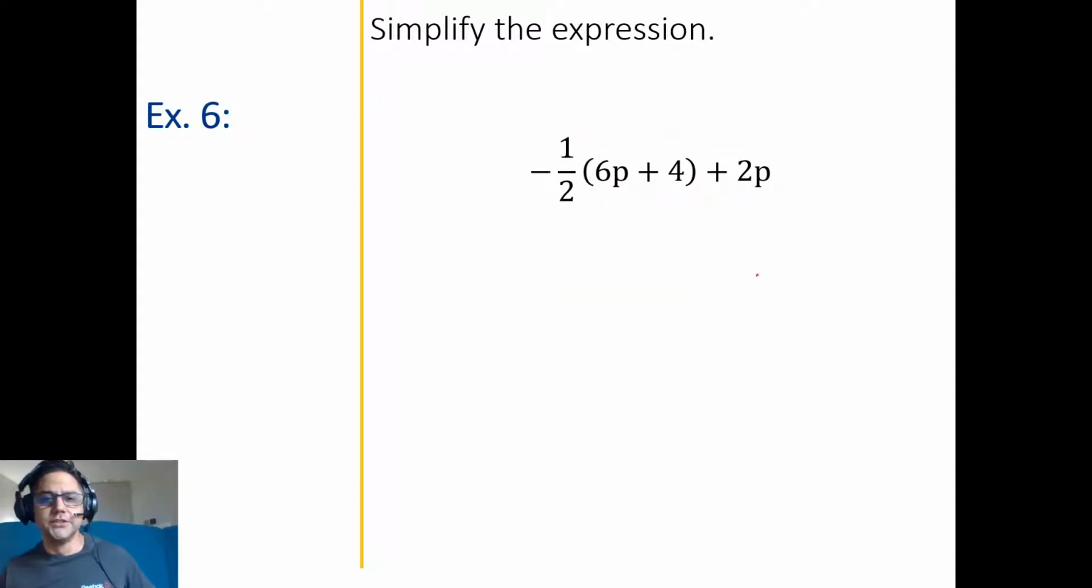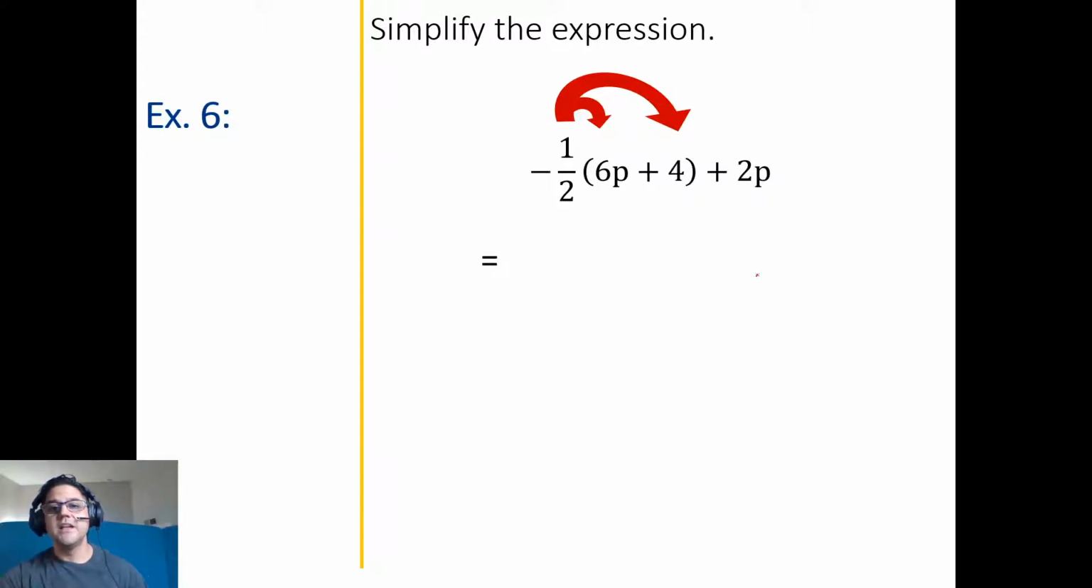Oh, fractions. But we're going to do our awesome skill here. So again, distributive property. Negative 1/2 times 6p, so a negative times a positive is negative. Half of 6 is 3, and the variable just tags along. And then we have a negative 1/2 times 4. Well, a negative times a positive is a negative, and half of 4 is 2. So I have a negative 3p, negative 2, and positive 2p.